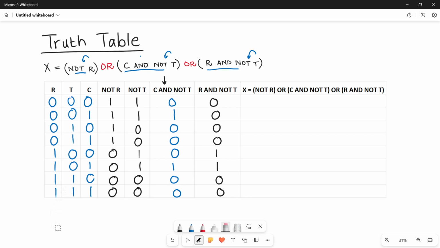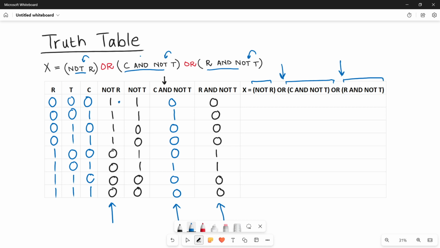Now quickly erase these dots and let's find out the value of X. For the value of X, you have to consider three columns. The first is not R, which is over here. The second is C and not T, which is this one. And the last column we need to consider is R and not T. What needs to be done with these three columns is binary addition. Look at this, there is OR operation between all of them. So we will do binary addition between these values.